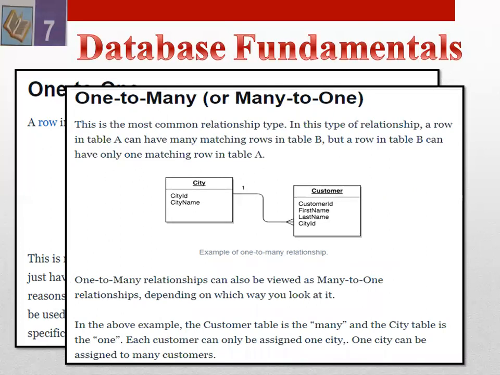One to many relationship can also be viewed as many to one relationship, depending on which way you look at it. In the above example, the customer table is the many and the city table is the one. Each customer can only be assigned one city. One city can be assigned to many customers. So here city is one entity, with city ID and city name. Here we have a customer. So one city has many customers.